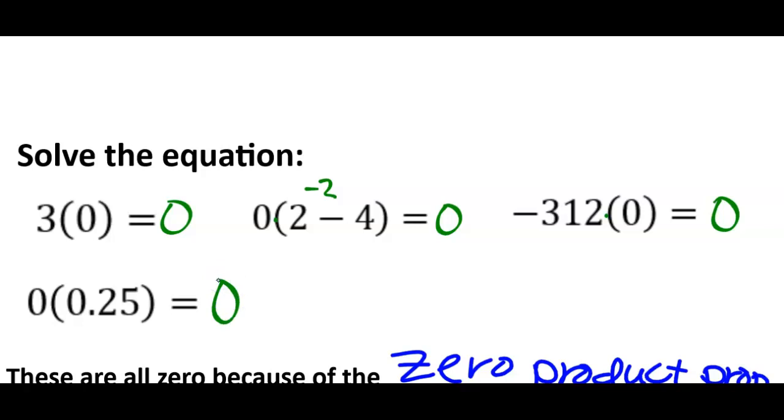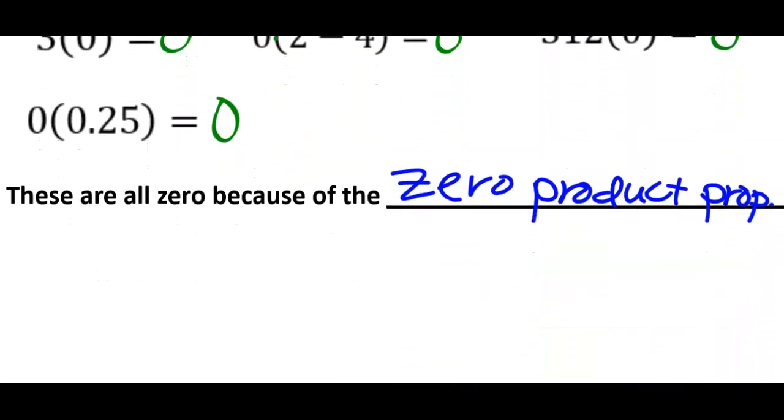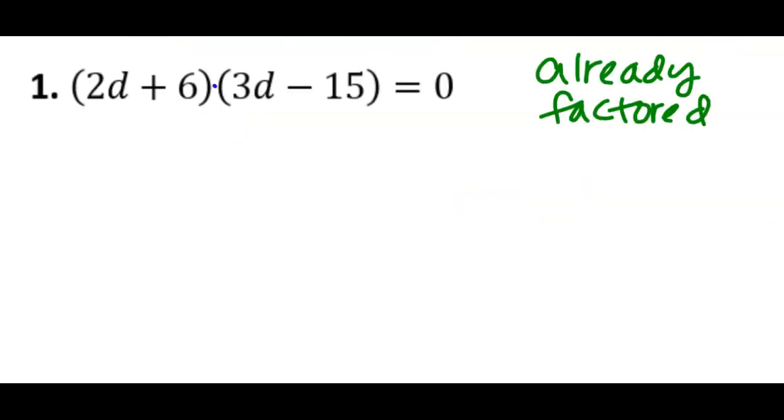The reason that those are 0 is what's called, in math terms, the zero product property. Okay? And we're going to learn what happens with the zero product property when we are looking at factoring and when we're looking at solving and going from there. So, with that said, I want you to look at this example. This example is already factored. It's already a binomial times a binomial, and it's equal to 0.